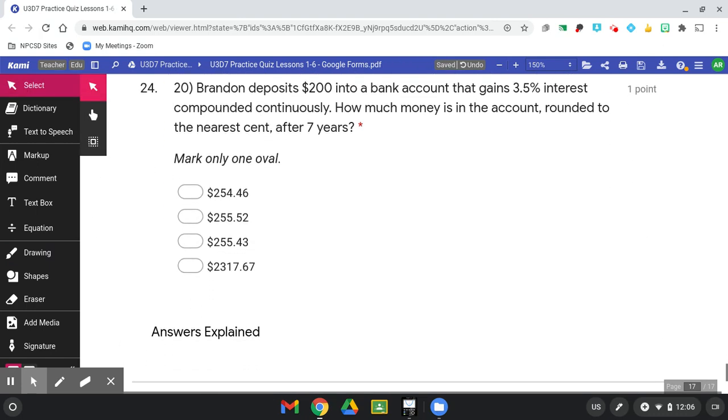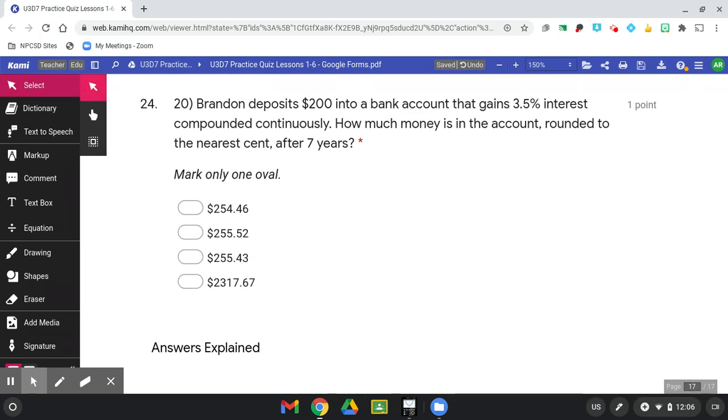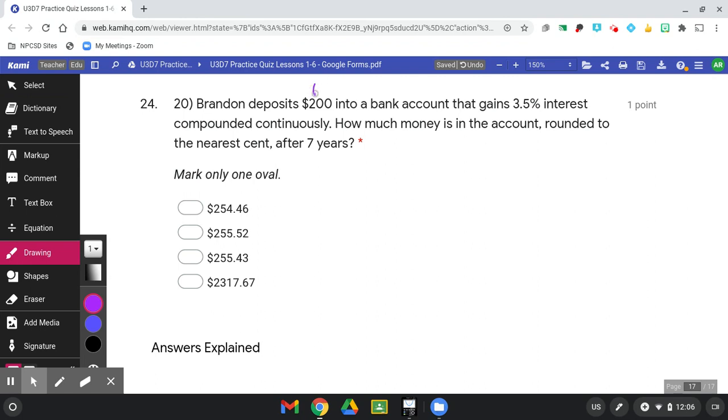All right, one more question. Brandon deposits $200 into a bank account. Okay, so that's our principal amount. And it gains 3.5% interest. There's that compounded word, but this time it's compounded continuously. That means we have to use PERT: A equals Pe to the rt. Remember, e is just a constant. It's on our calculator. It's equivalent to 2.718, and so on. It's an irrational number. It goes on forever, non-repeating.